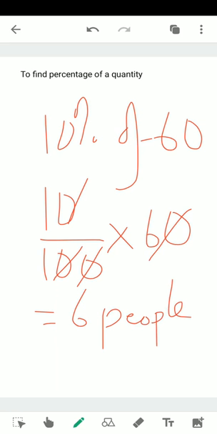So this is how we can make use of percentage. In this video lecture we went across the introduction to percent and percentage, what it means to express one quantity as a percent of the other, and also to find the percentage of a quantity. I hope everything was clear.